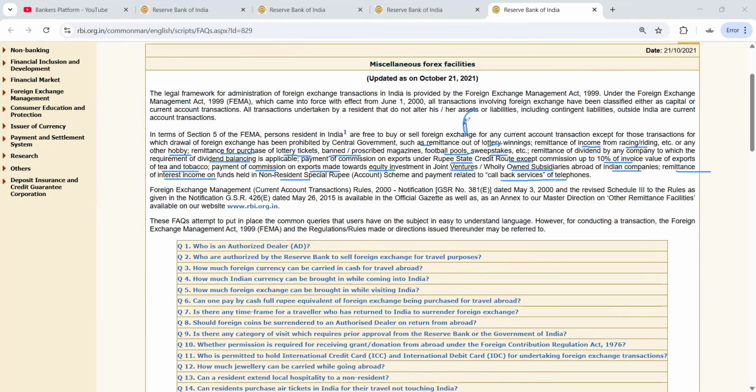So you have to remember these prohibited items. Many times these prohibited items are asked for 2 to 3 marks. So you can just remember this, and this point will be very helpful for you in the exam. Other than that, current account transaction rules are there, and let's see these FAQs which are available here.